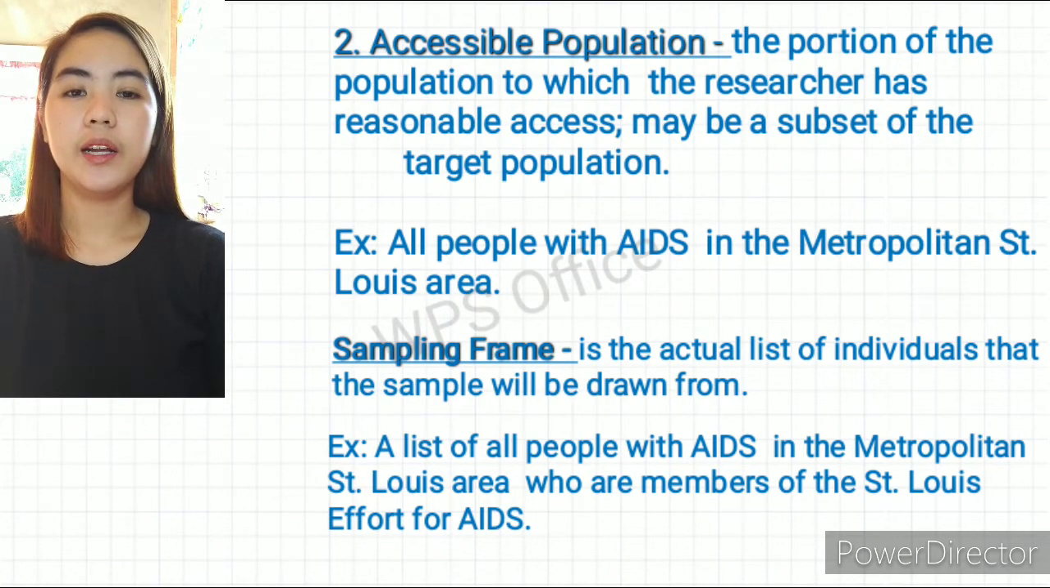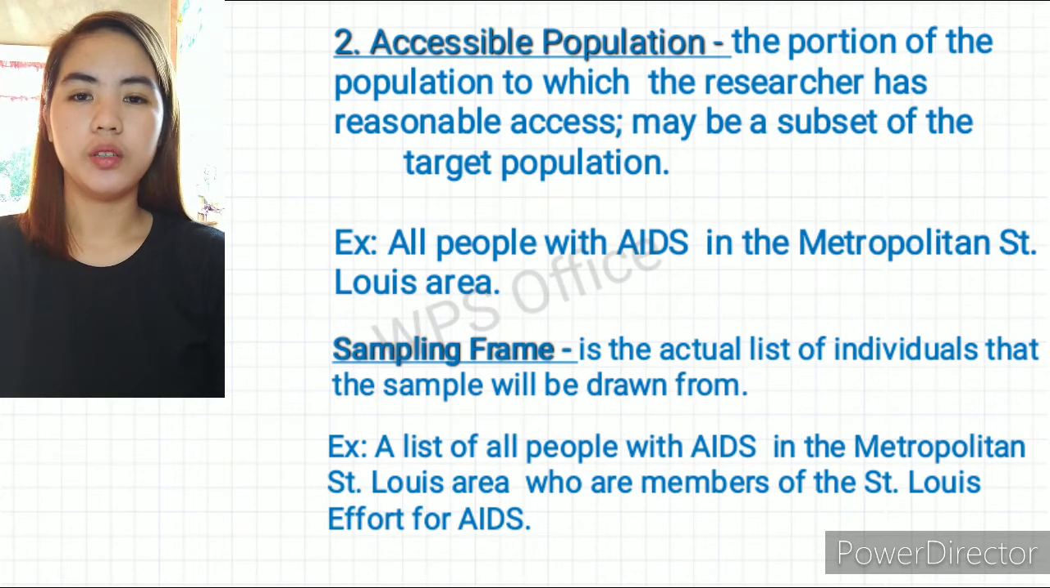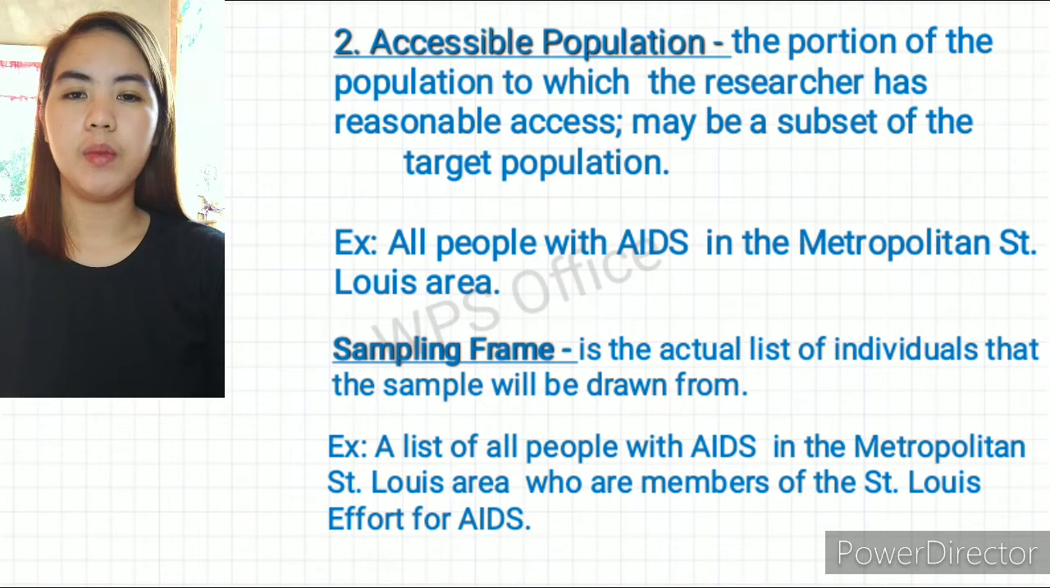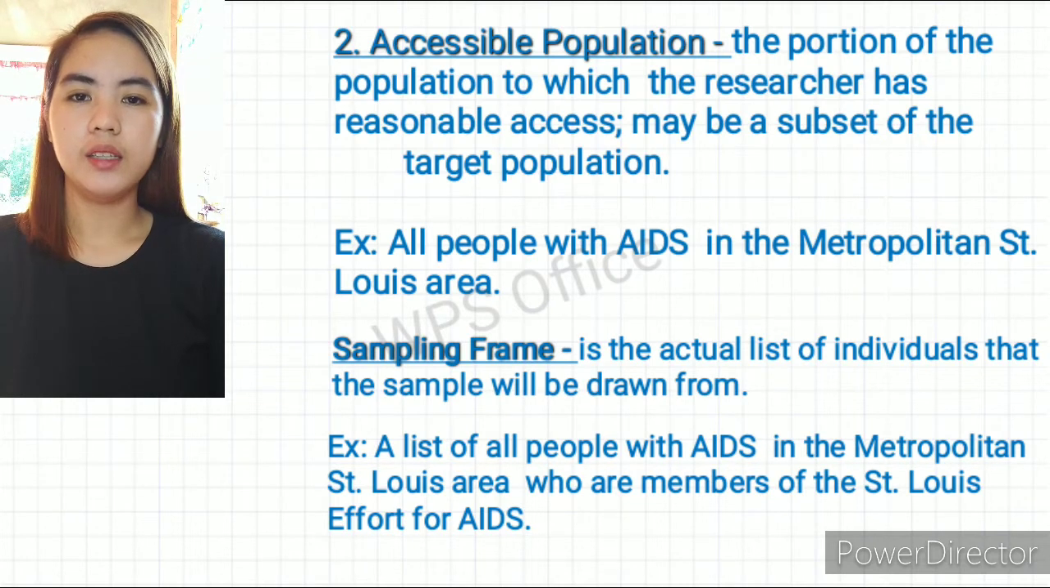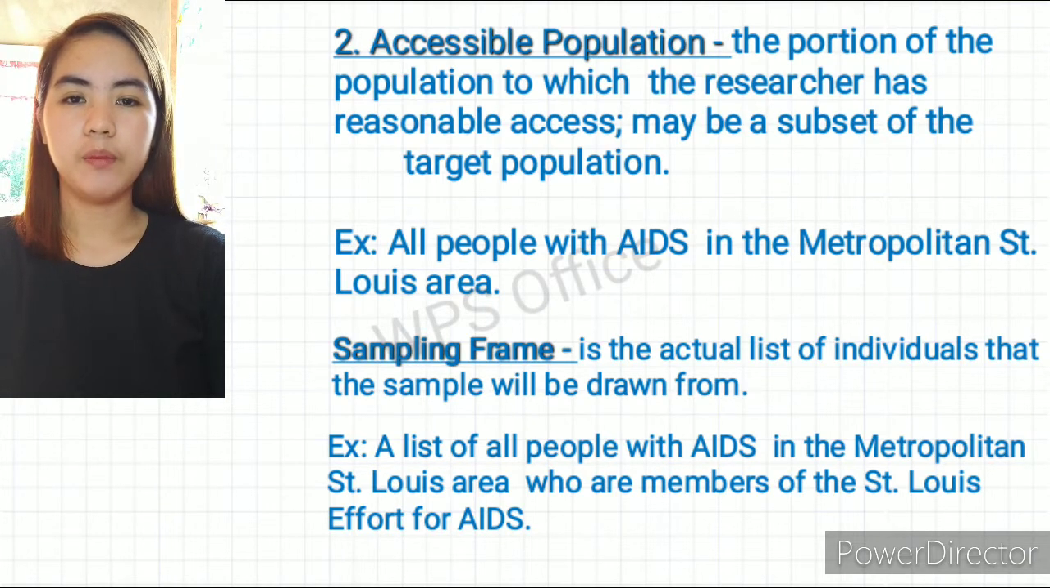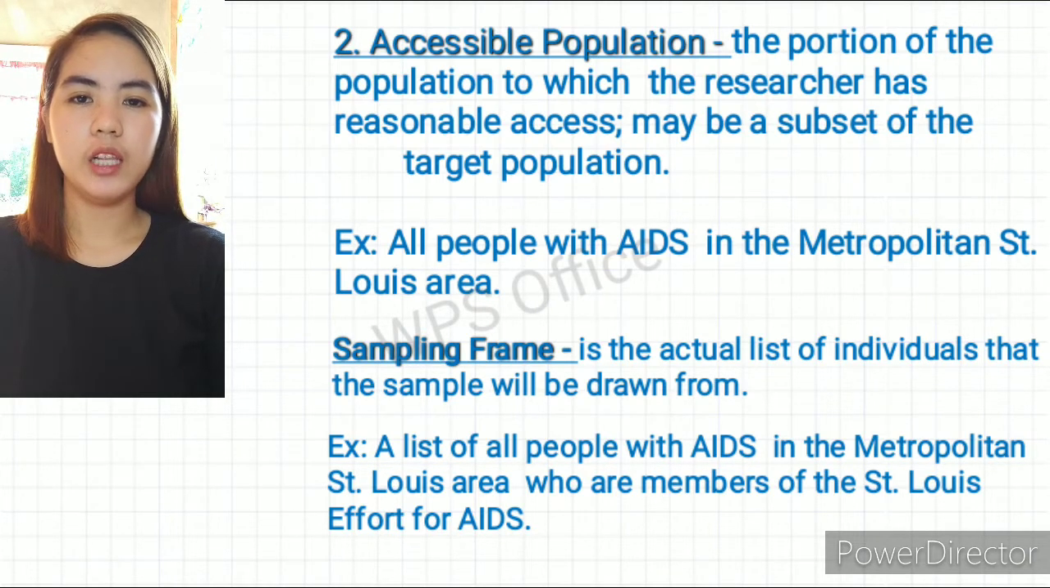At this point, let us proceed to the term sampling frame. Sampling frame is the actual list of individuals that the sample will be drawn. For example, a list of all people with AIDS in the metropolitan St. Louis area who are members of the St. Louis Effort for AIDS. Sampling frame is a list that is used to define a researcher's population of interest. The sampling frame defines a set of elements from which a researcher can select a sample of the target population.